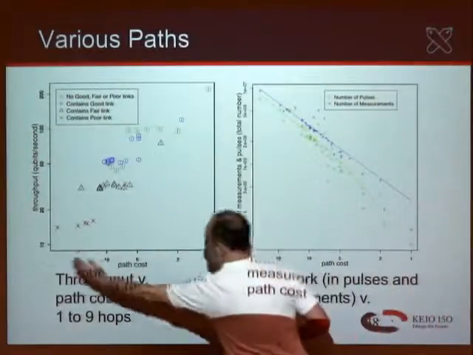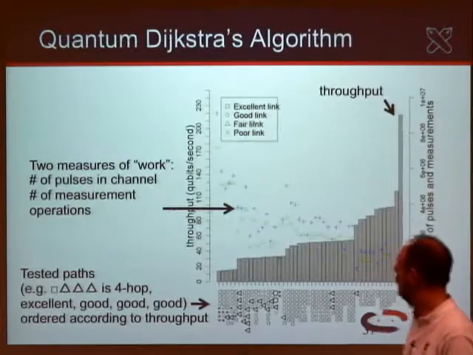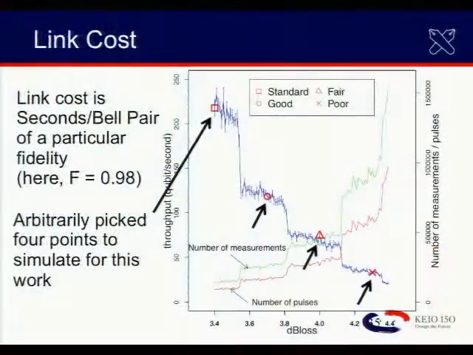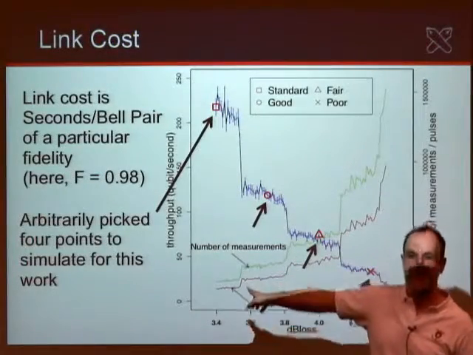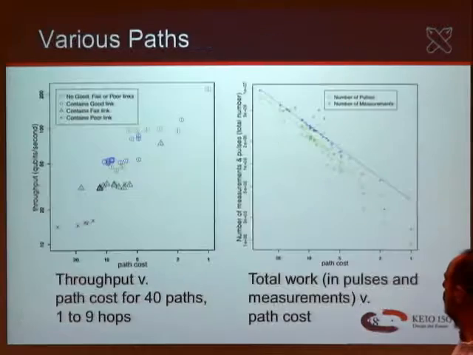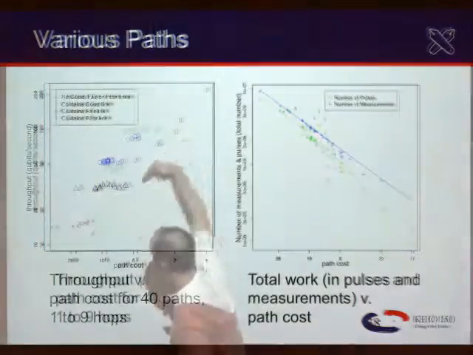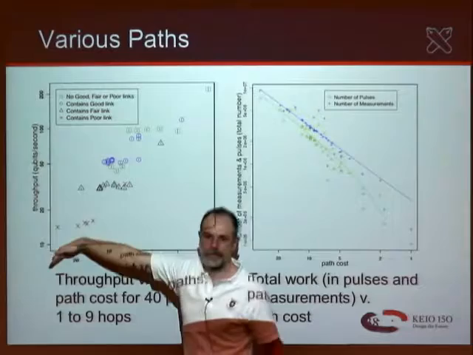And the x-axis in this case is path cost calculated using number of measurements as your link cost for each of those individual links, and then just summing those to get our path cost here. So this is inverted: low cost paths here, high cost paths there, and you can see that as the cost increases, the throughput declines.